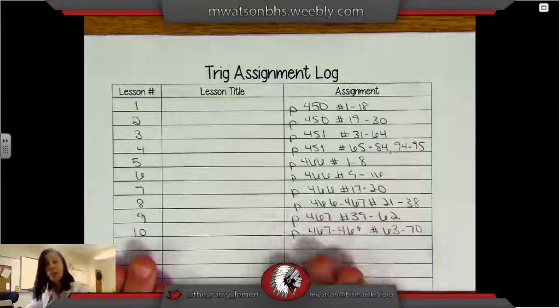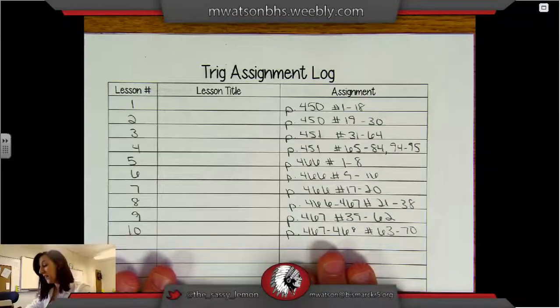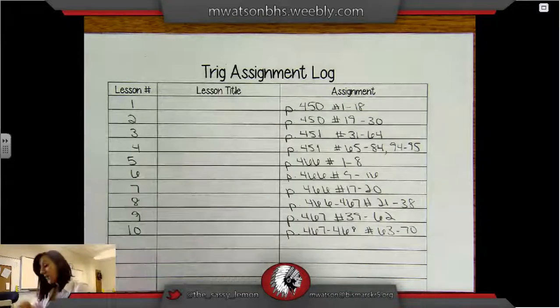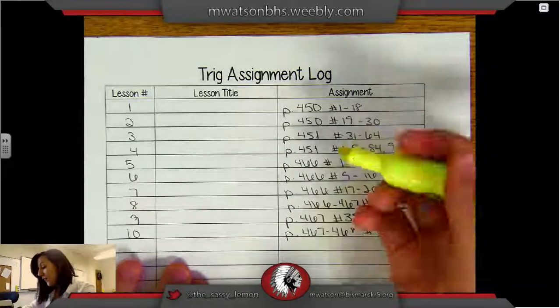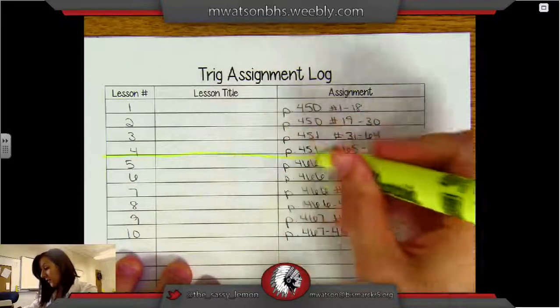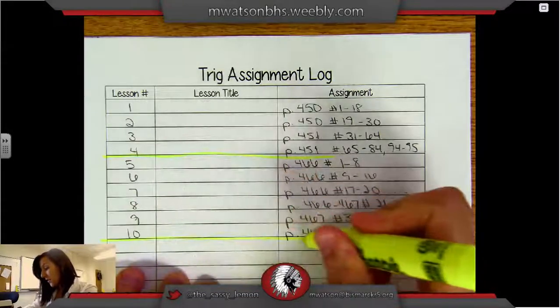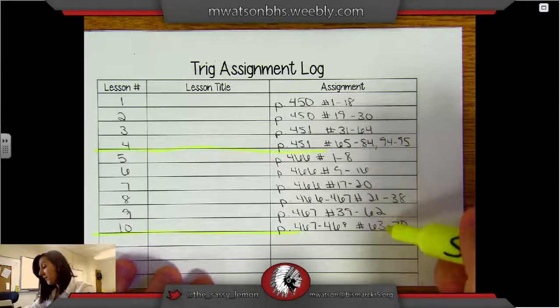Hello class, so today the first thing I want to start off with, I forgot to put this up, but these are the problems in your book that correspond to each lesson. So if you're wanting to get some extra practice, then you'll want to go back and look at each of these sets of problems. Now you can see some sets are bigger than others.